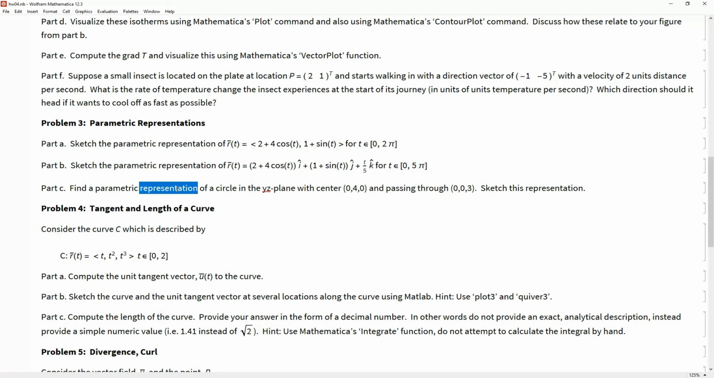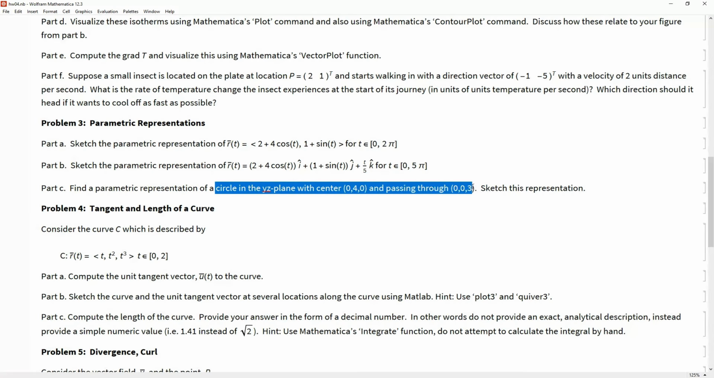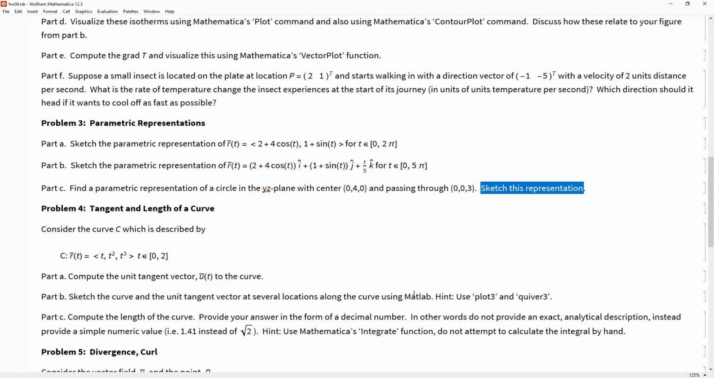And then part C, let's go backwards. Instead of me telling you a parameterization and then you plotting it, how about I give you a description of a curve, right? So it's a circle with this center and passing through this point. I want you to find a parametric representation which describes this curve and then just plot it. Okay, so that's problem 3.